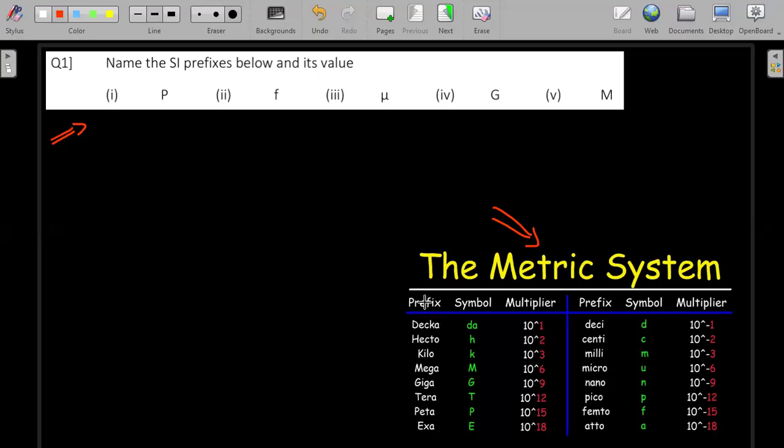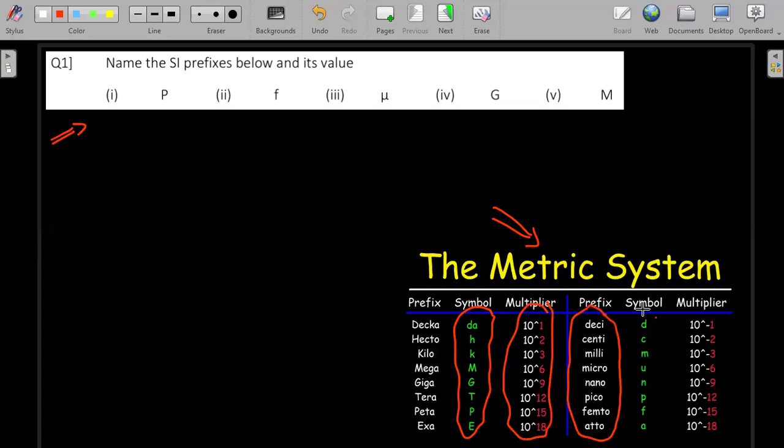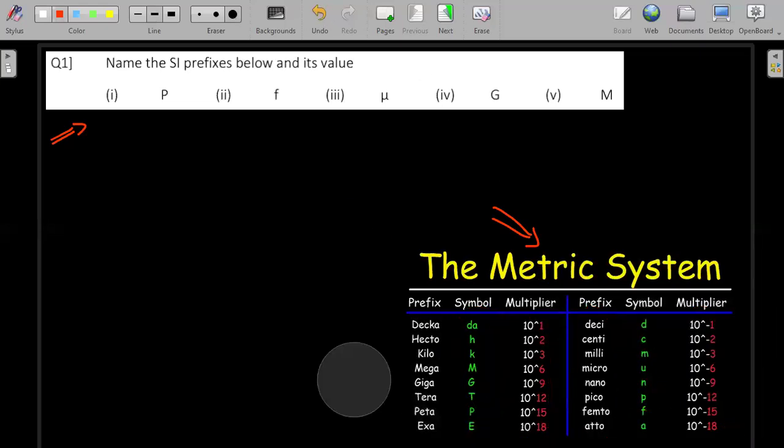You can see here that different prefixes have different names, different symbols, and different values. Those are the prefixes there. For example, if you go to kilo, the prefix is kilo. Its symbol will just be a K, and its value will be 10 to the power 3.